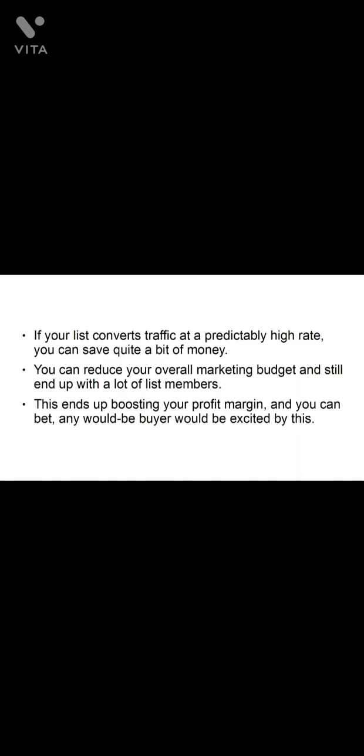If your list converts traffic at a predictably high rate, you can save quite a bit of money. You can reduce your overall marketing budget and still end up with a lot of list members. This ends up boosting your profit margin, and you can bet any would-be buyer would be excited by this.